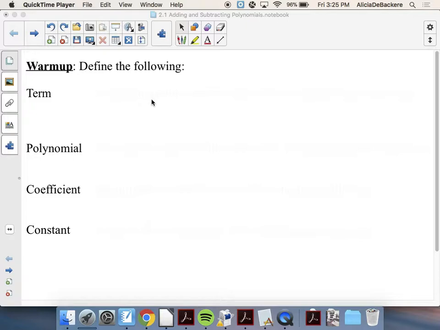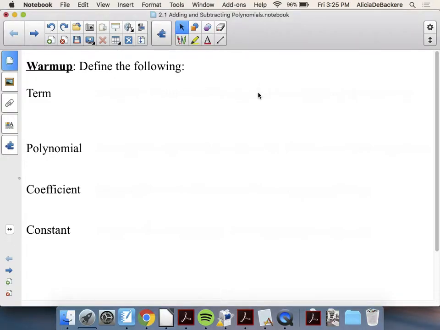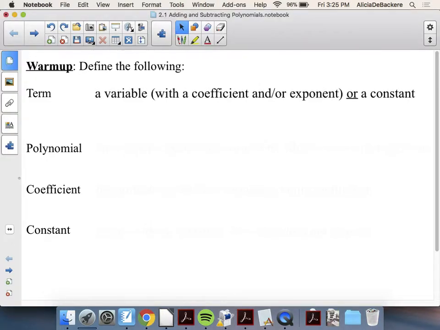Okay, so hopefully you've taken a look and you've looked up those definitions. A term in an algebraic sense is a variable with a coefficient, or it could also have an exponent, or it might not have a coefficient and it might not have an exponent. Or instead of a variable, it could be a constant. And we're of course going to define coefficient and constant later on.